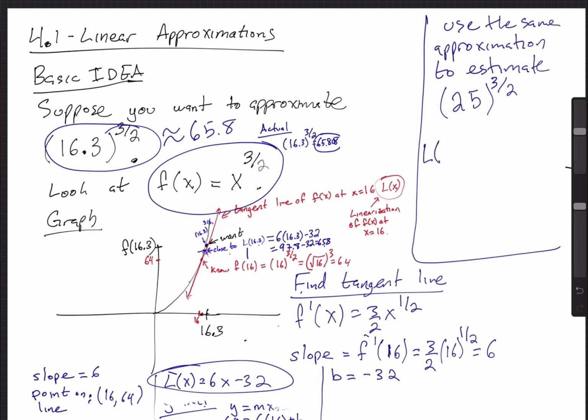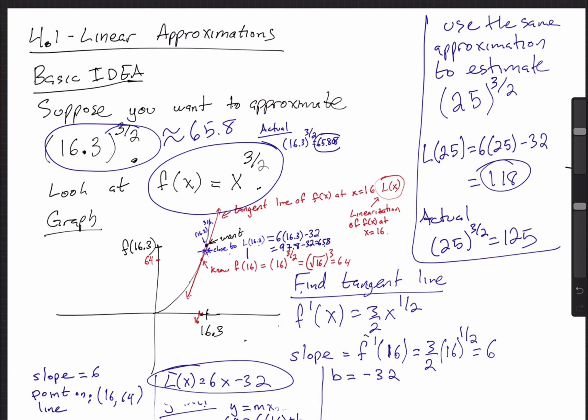We would say, okay, well, let's plug in 25, right? So what would that be? That would be 6 times 25 minus 32. What is that? 118, yep. Okay, but then what's the actual? If I do 25 raised to the 3/2, it's 125. So is that a good approximation? That's not a good approximation. You're off by 7. That's bad, right?